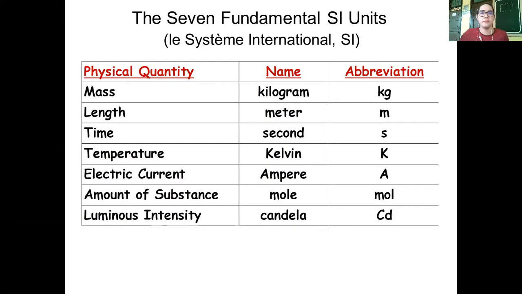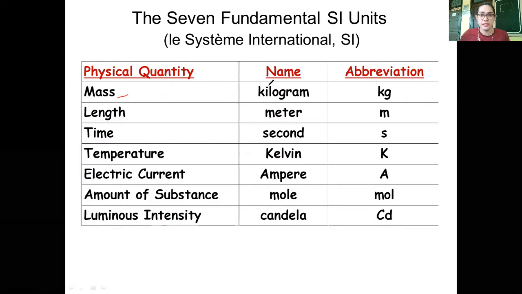Let's start with the mass. As you can see, mass, I will highlight. Its SI unit is of course the kilogram, abbreviated as kg, small letter kg. Next is length. We have the meter as its SI unit, and its abbreviation is m. For time, we have the second, abbreviated by small letter s.